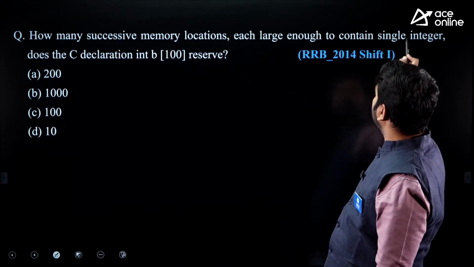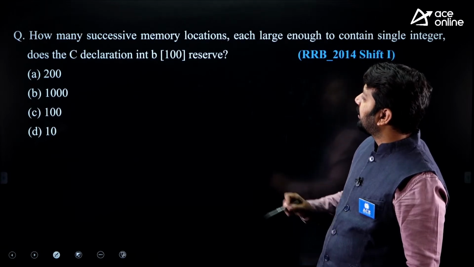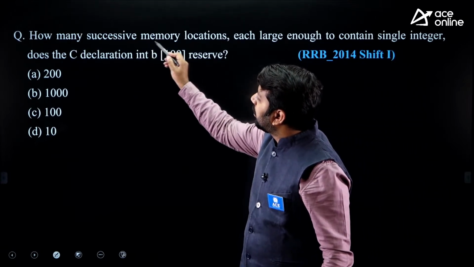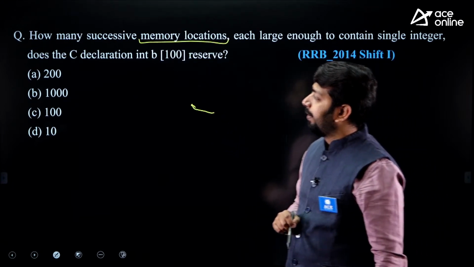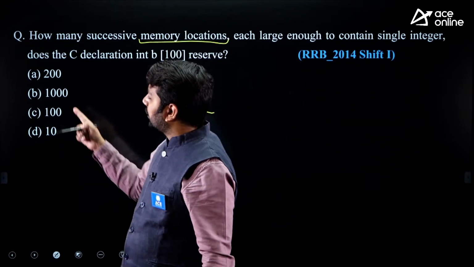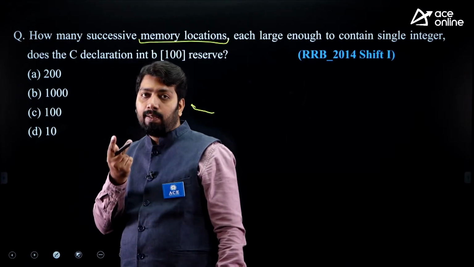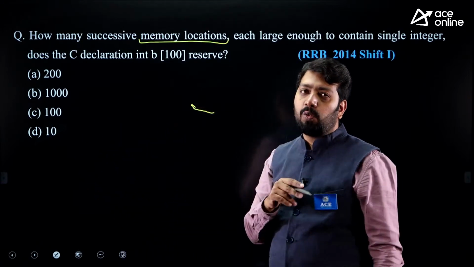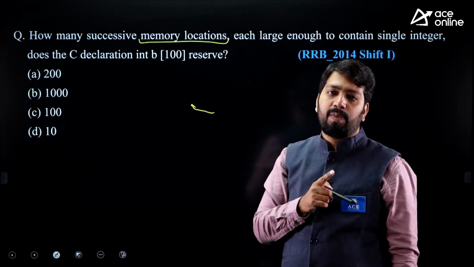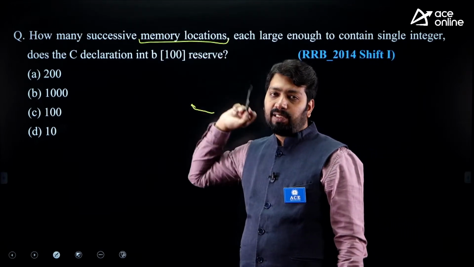large enough to contain a single integer does the C declaration int b 100 reserve? Notice what it is saying, memory locations. Fine. So now you might be thinking, sir, answer should be 200 because many times on a 16-bit compiler, my integer size is 2. So answer should be 100 multiplied by 2, that is 200 bytes. No. It is not asking about the size of the array.